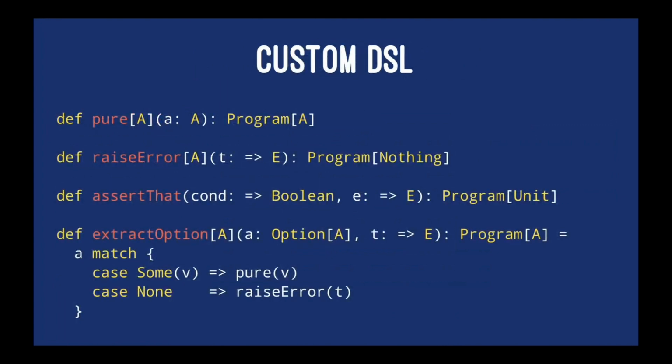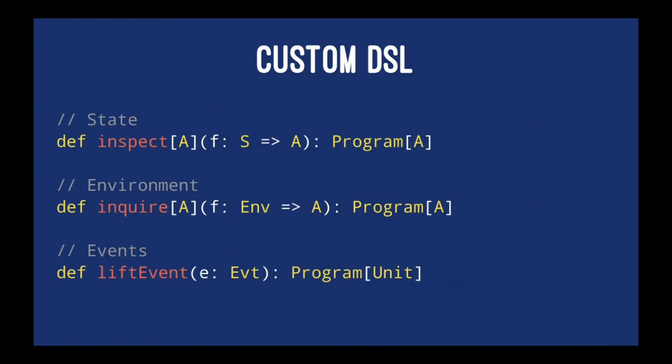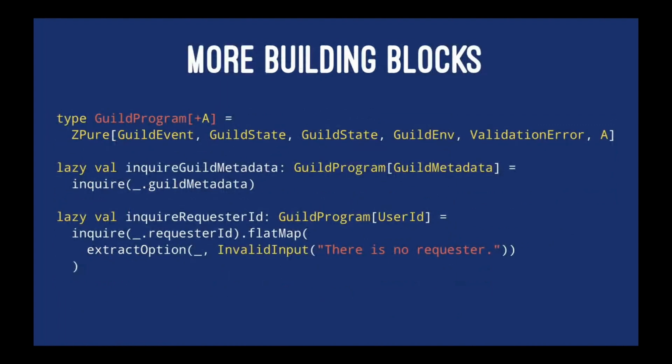So this DSL is very simple. We just have pure, raise error, assert that, inspect for the state, inquire for the environment, and lift event. And then we write functions like this. So we don't use ZPure directly. We use type aliases to make the signatures smaller.